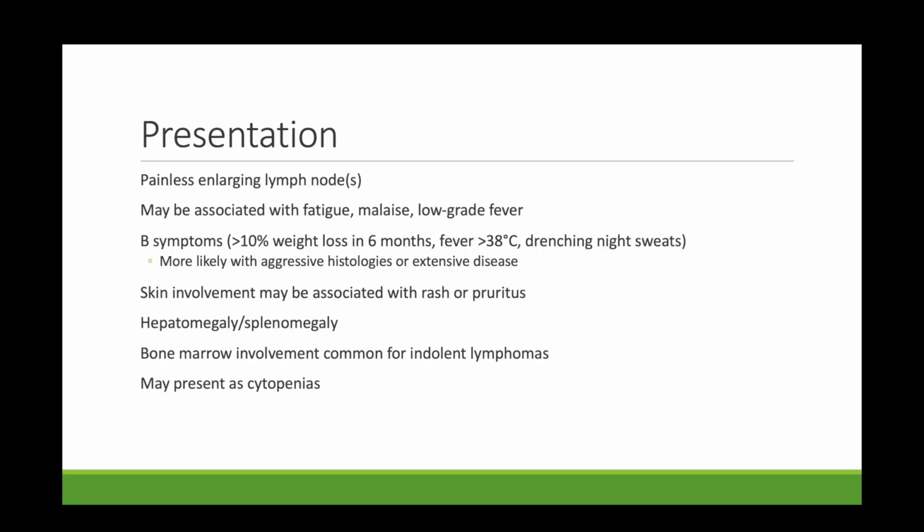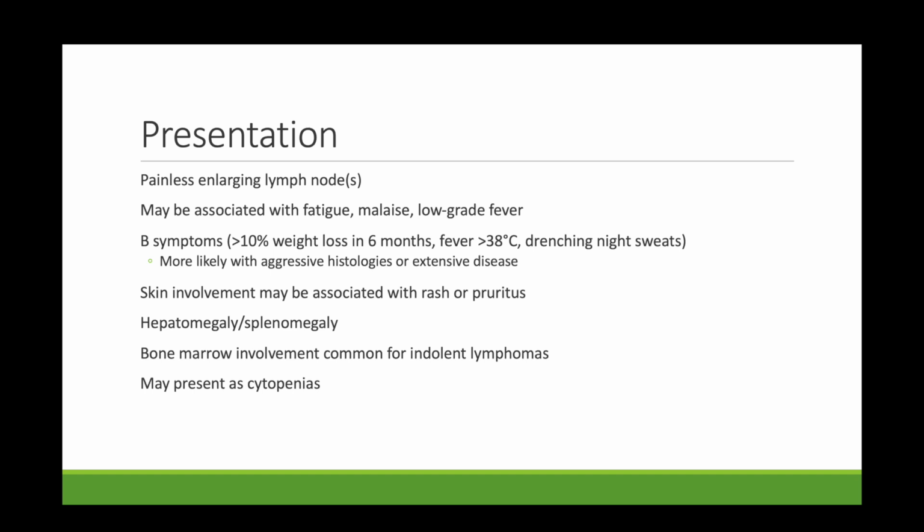Most commonly, non-Hodgkin lymphoma will present with a painless enlarging lymph node. It may be associated with things like fatigue, malaise, low-grade fever. Remember, anytime we're working up patients for lymphoma, we always want to ask about B symptoms, and there are 3 specific symptoms that qualify as B symptoms: greater than 10% unintentional weight loss in a period of 6 months, fever greater than 38 degrees Celsius, or drenching night sweats. And these B symptoms tend to be more likely with aggressive histologies or extensive disease versus more indolent and limited stage disease.